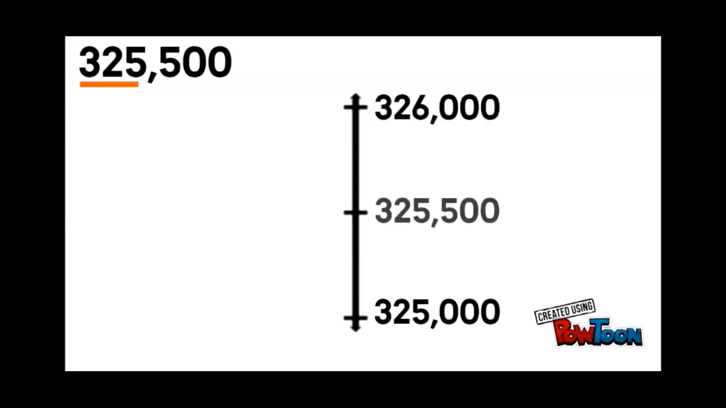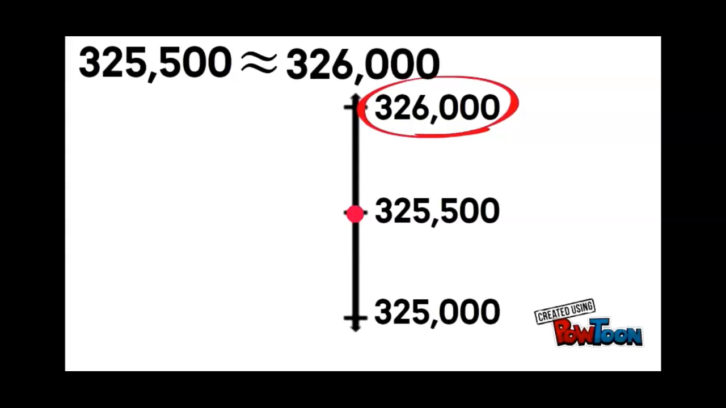Our midpoint, 325,500. Now we see our number is actually the midpoint, 325,500. And anytime it's the midpoint or above, we always round up. So rounding to the nearest thousand, this equals 326,000.